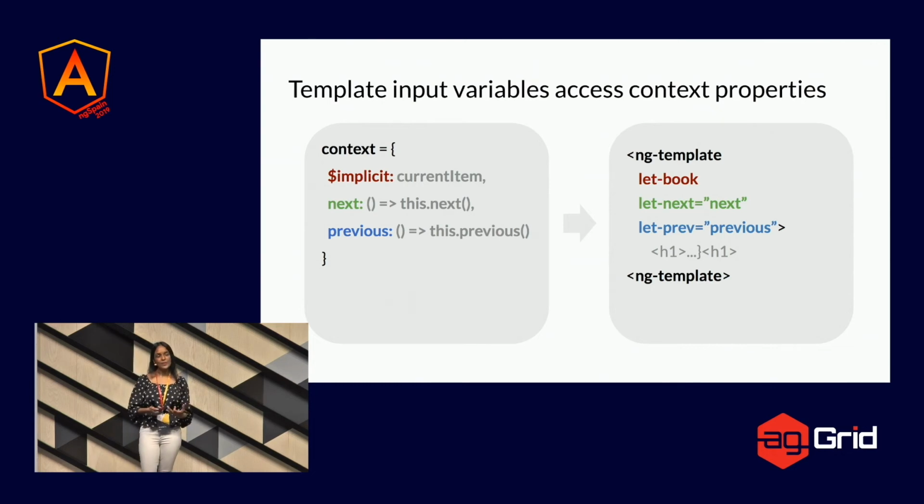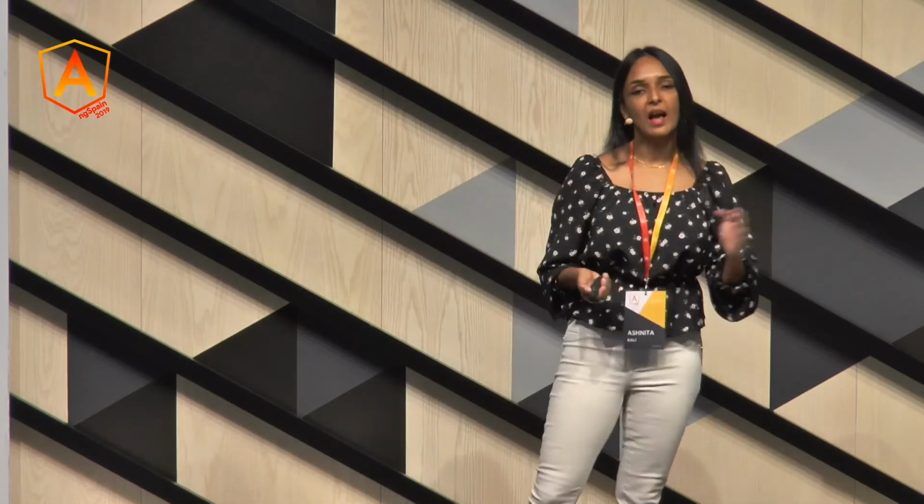And one important thing to mention about context objects is the $implicit property. If you notice, we have declared a variable book, but we haven't assigned a value to it. So how does book get its value? It gets its value from the $implicit property. Whenever we declare a variable without assigning a property name to it, it's the $implicit property that gets assigned to that variable.